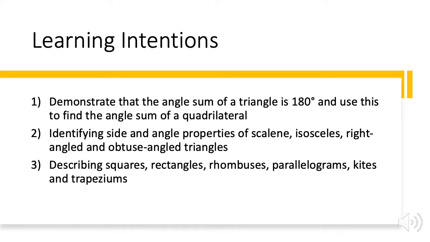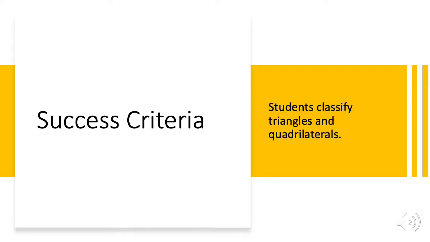Identifying side and angle properties of scalene, isosceles, right angle, and obtuse angled triangles. And describing squares, rectangles, rhombuses, parallelograms, kites, and trapeziums. From watching this video, you should be able to classify triangles and quadrilaterals.